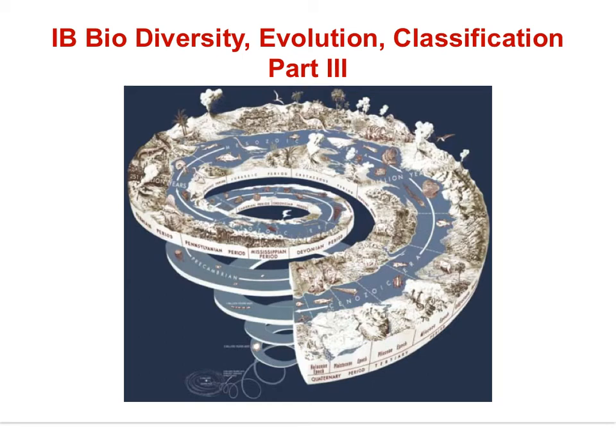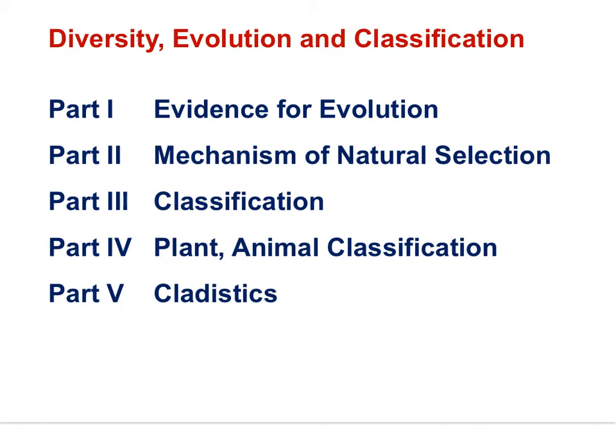IB Biodiversity, Evolution and Classification Part 3 has its focus on understanding classification. The essential idea is species are named and classified using an internationally agreed-upon system. The outline of movies for the Evolution Core SL and HL is provided here. Use this outline to find the movie you need for revision.